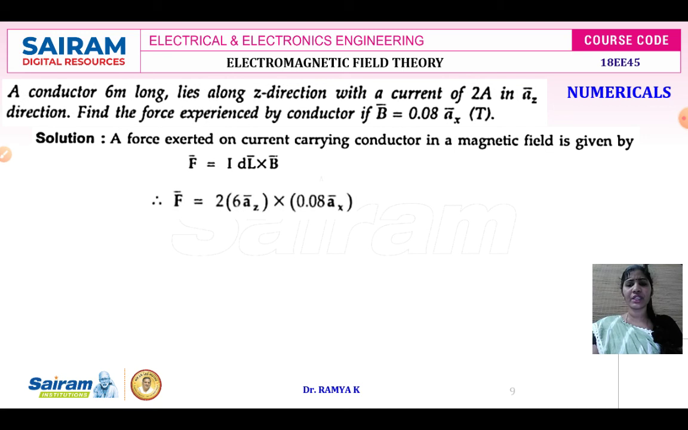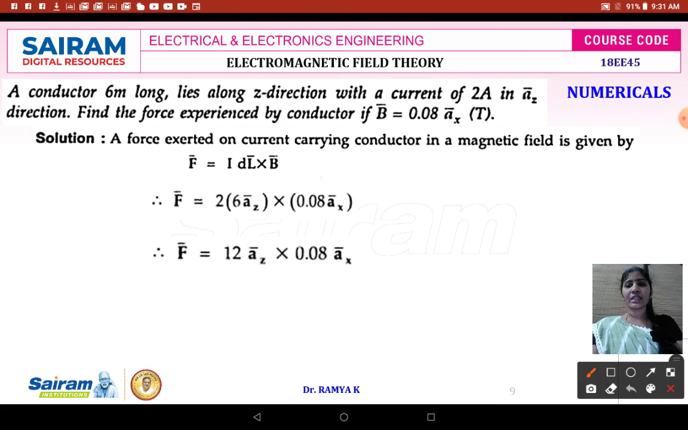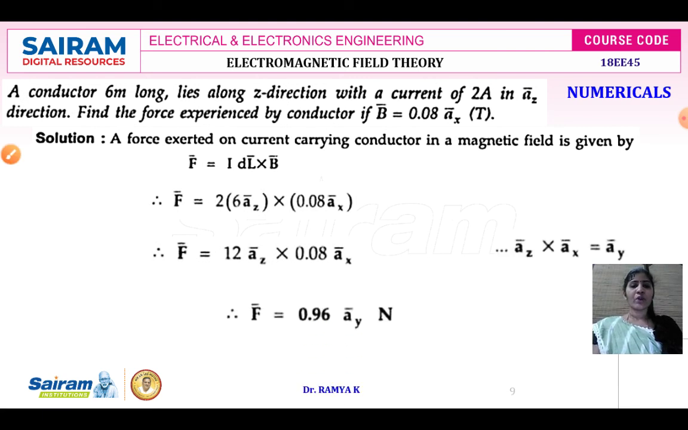When you substitute over here, you will get F is equal to 12 AZ cross product with 0.08 AX. When you do a cross product between Z and X, going X, Y, Z, Z cross product with X, it is happening in the clockwise direction. So the direction is positive, and the third term is going to be the answer. So we will get F is equal to 0.96 AY vector. So this is how we need to identify the force on a differential current element.